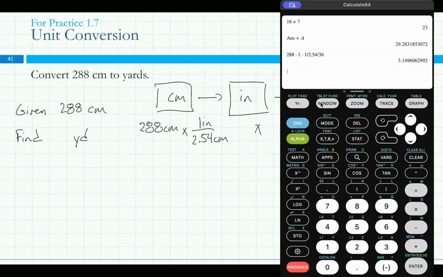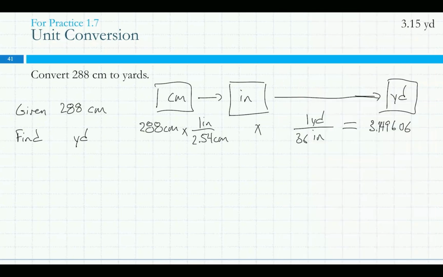Because for multiplication and division, the order of operations works out. So, 3.149606 yards. I guess it's given away up there, but why is this 3 sig figs? 288. Our other conversion factors are both exact. I've said a few times now that this one's exact, and this one's English to English, so that's exact. Yeah, 3.15 yards is the answer.